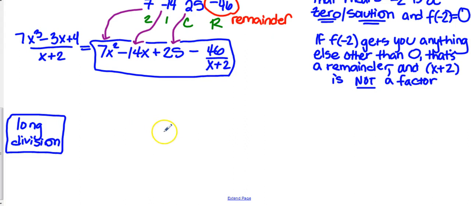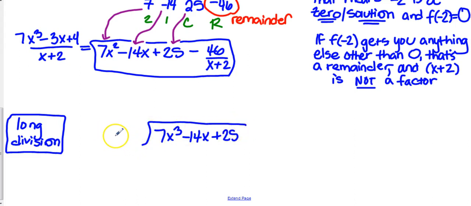How exciting! So let's put our cubic function 7x cubed minus 14x plus 25. That's going to go inside the division box, so to speak. And on the outside, we will place what we are dividing by, which is x plus 2. So that setup should be familiar to us, just like grade school division. Now the way that I show you to do this, I highly recommend you use colors or a different color pen because it helps. I'm going to circle x.